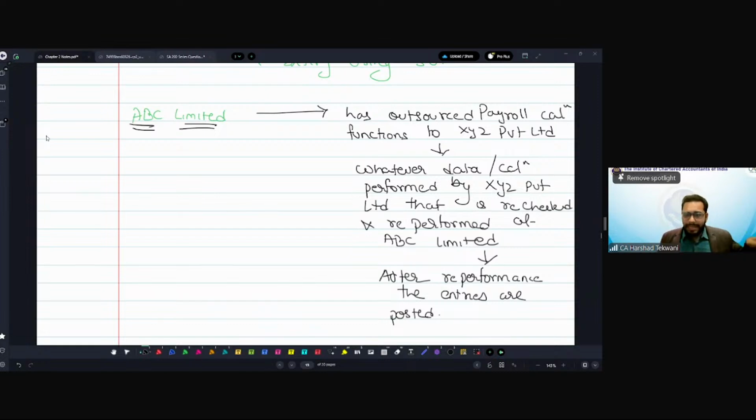Now tell me, in this whole scenario, whether SA 402 will be applicable. Do you think SA 402 will be applicable in this whole scenario? Yes or no with the answer.